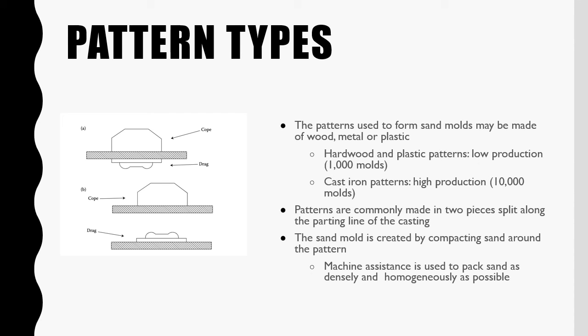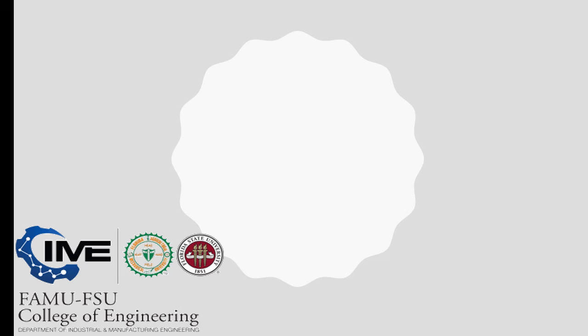The different types of patterns you can use to form sand molds can be made of wood, metal, or plastic. Hardwood and plastic patterns you can use for low production, and then cast iron patterns you can use for high production. They're commonly made into two pieces split along the parting line of the casting, which you can see on the left under B. The sand mold is created by compacting sand around the pattern. Machine assistance is usually used to pack the sand as densely and homogeneously as possible. After the molten metal is poured and then cooled, you have a casted part.